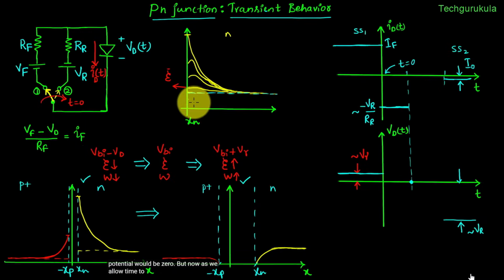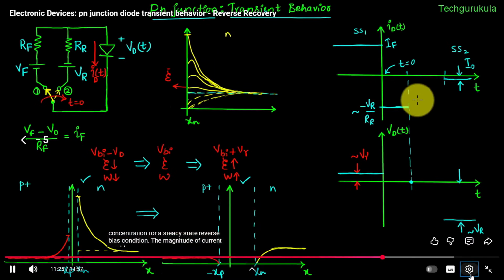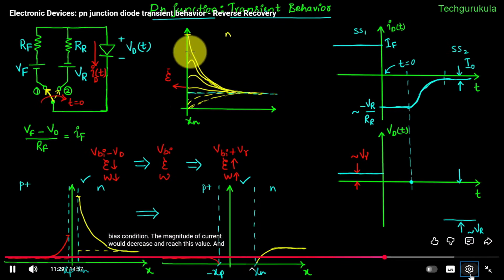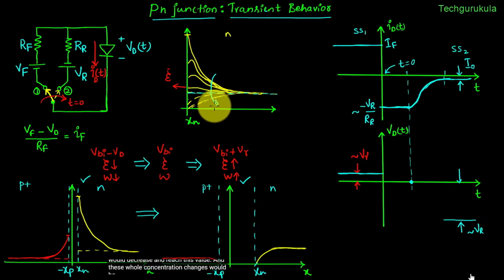But now as we allow time to change, the number of carriers available would be very limited, even though the electric field is increasing. So the amount of current that would flow will decrease drastically, and the concentration of holes would become like this. And finally, we'll have this concentration which is equal to the concentration for a steady state reverse bias condition. The magnitude of current would decrease and reach this value. And these hole concentration changes would be for increasing time.